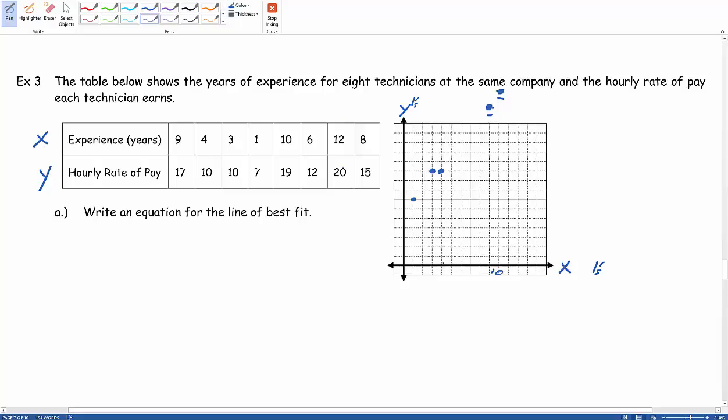Then we also have 6, 12. So 6, and then 12 would be located, here's 10, so we're looking at about right there. Then we have 12, 20, so here's 10, 11, 12, and then 20 is just above that, so right around there. And then lastly, 8, 15. So 8, 15 is at the top of our graph. So we see some data a lot like that.